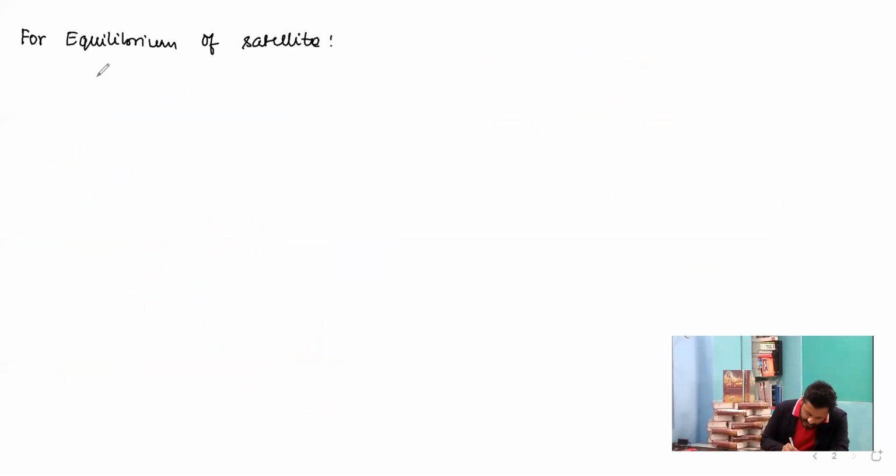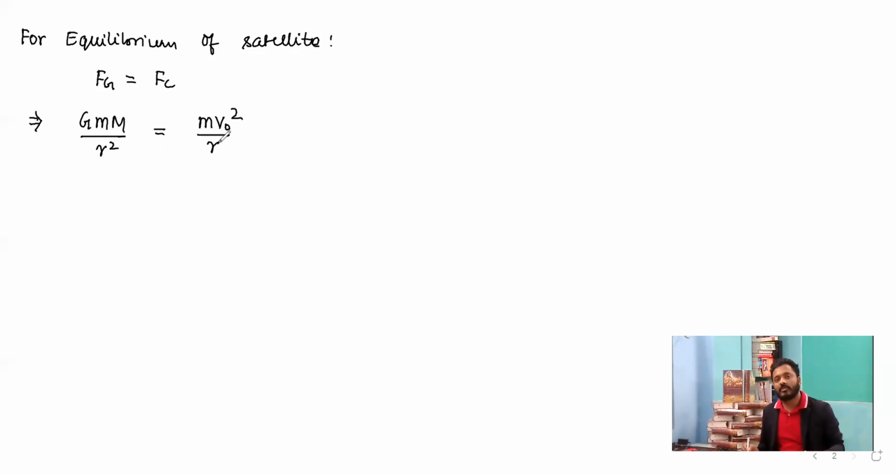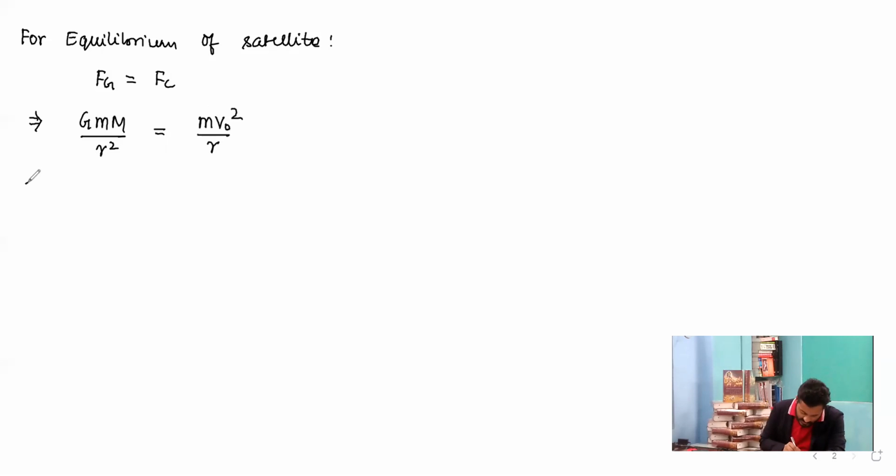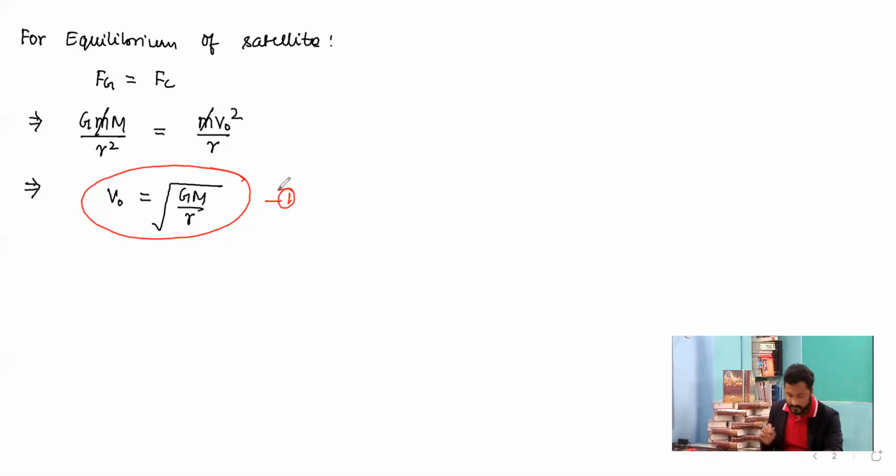Over here I can say that the gravitational force is balanced by the centrifugal force. So G M m upon r square is equal to the mass of the satellite m v square upon r. It should be noted over here that small r is the distance from the center of the Earth which we are measuring. So over here I can get an expression for V naught. V naught is turning out to be the square root of G capital M upon small r. We put this in a bracket, and I can refer to this as equation number 1.